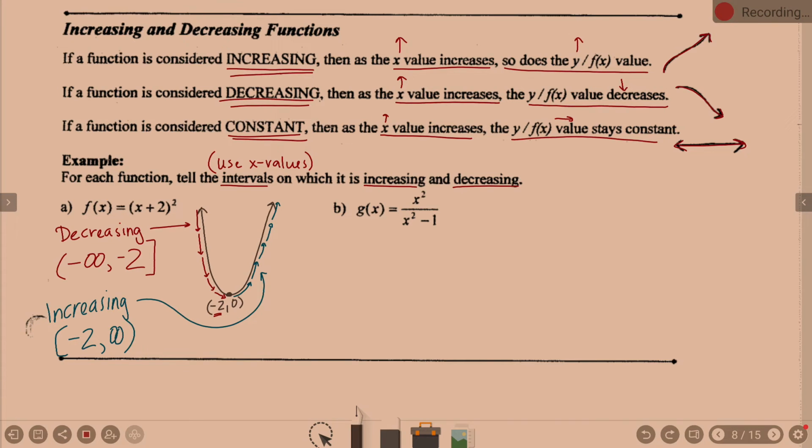Okay. B. Did you look at your graph? That's a Pringle. Yes. So this graph is broken up into 3 parts, correct?